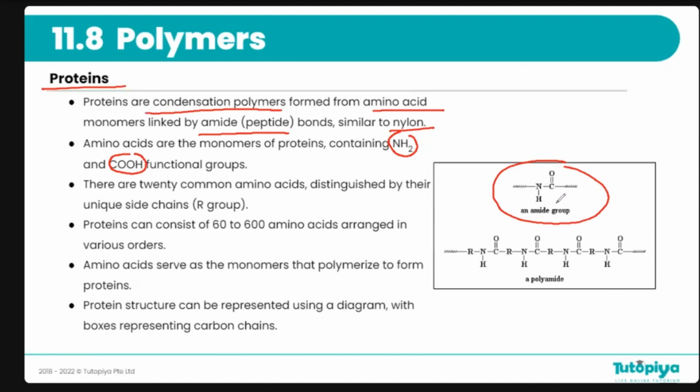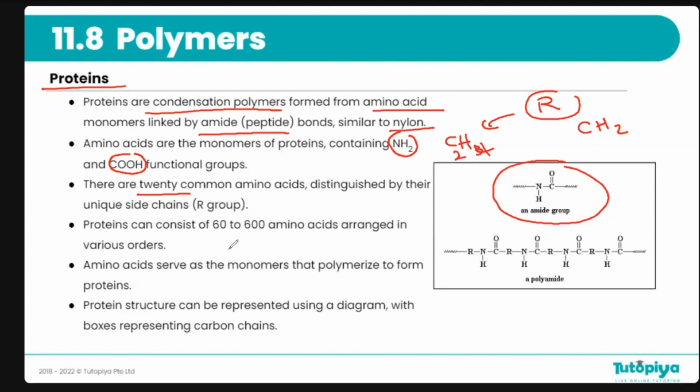Now, there are 20 common amino acids distinguished by their unique side chains. Side chain R represents different types or different numbers of carbons and hydrogens. It could be CH2, it could be C2H3, C2H4. So it depends. This R can represent any amount of carbons and hydrogens. And depending on this number of carbons and hydrogens, they have identified 20 common amino acids.